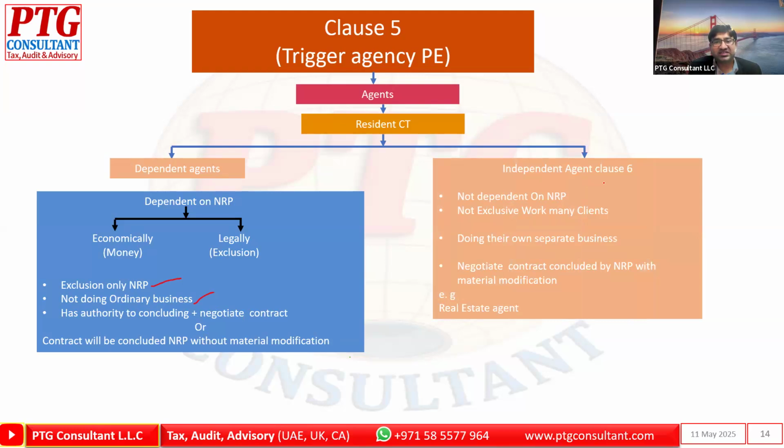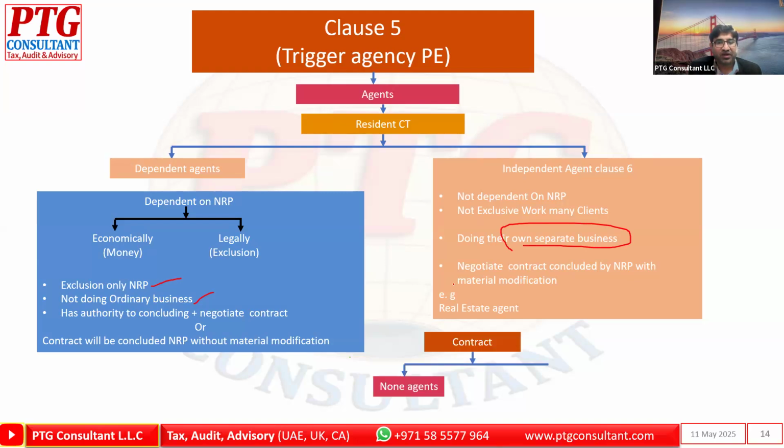Independent agent, clause 6: non-dependent on the non-resident person, not exclusive work. Independent means he is doing his own business, but also works for the non-resident person. Doing their own separate business, he negotiates the contract for the non-resident person. He is just giving the lead, and the non-resident person is dealing directly with them, negotiating the terms and signing the contracts.